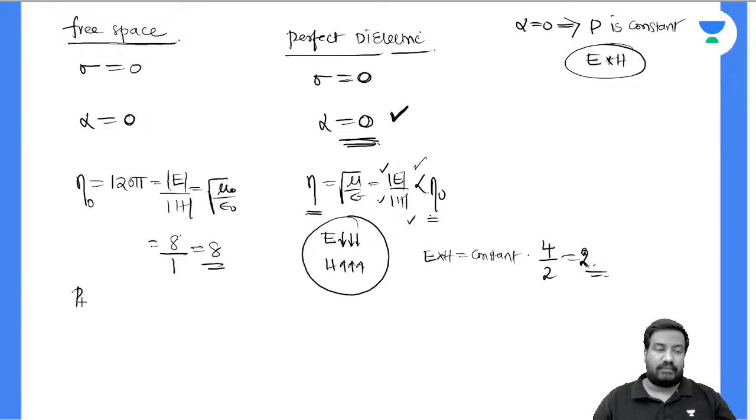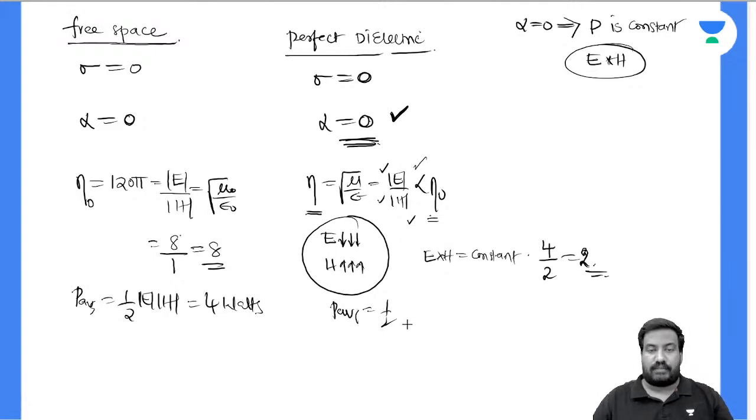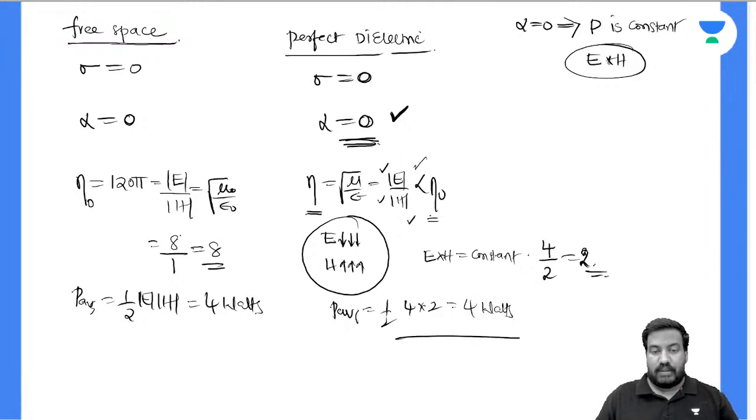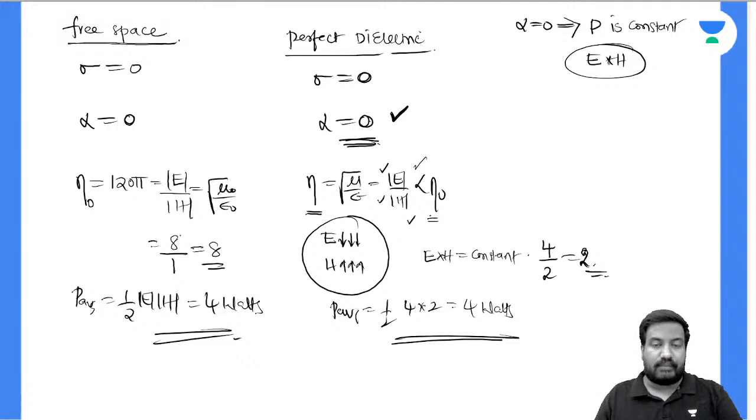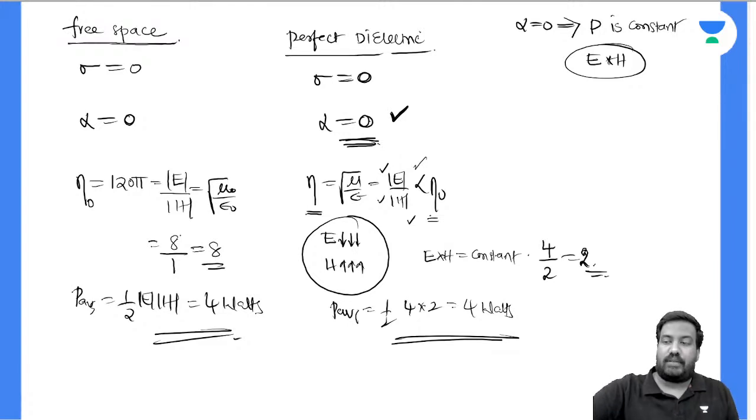But if you see the product, average power is 1 by 2, mod E mod H. Here power is 4 watts. Here the P average is 1 by 2 mod E mod H, four into 2 divided by 2, that is 4 watts. The power is not changing. That means there is no attenuation. Attenuation does not depend on the individual values of E and H, but rather attenuation depends on the product of E and H. Is it clear? Any doubts?